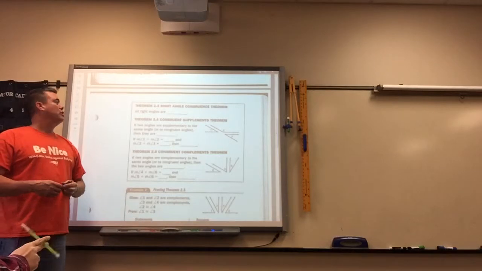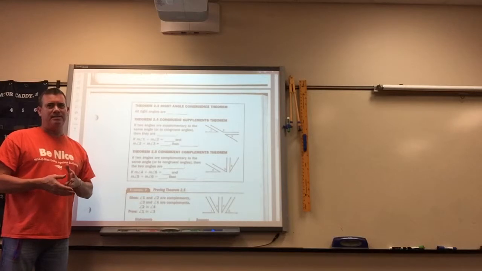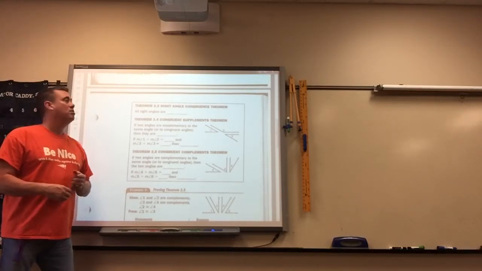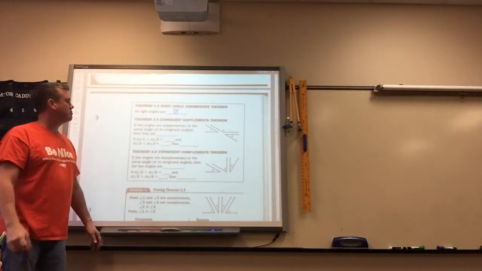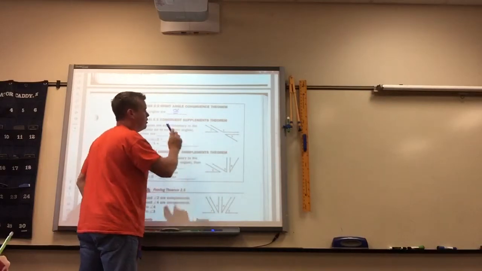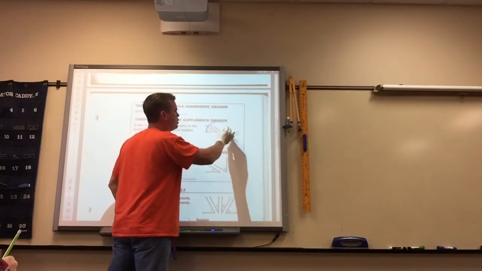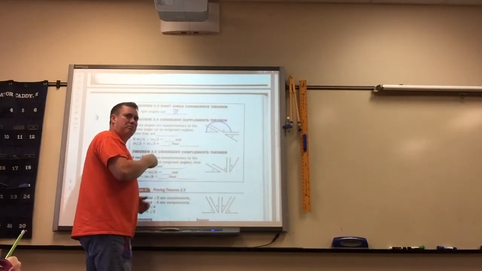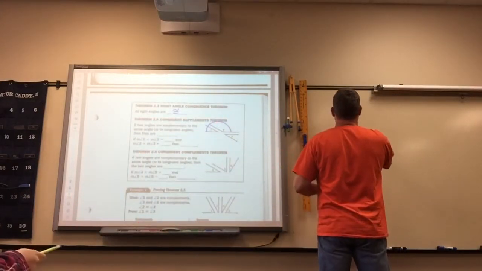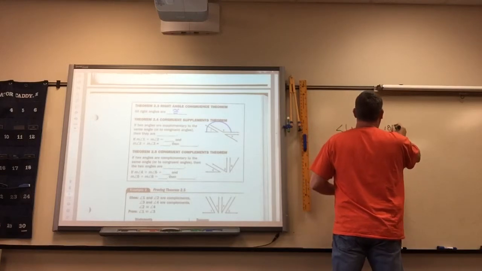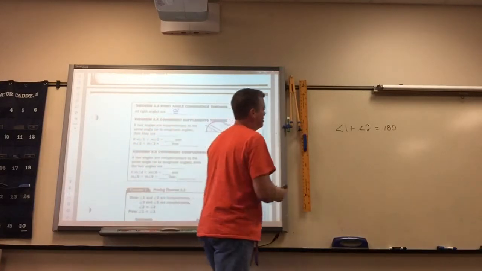Right angle congruence. All right angles, everyone knows how many degrees a right angle is. 90? So if they're all 90, that means they're all equal or congruent. Common sense, right? Here, this just tells us what we already did. If 1 and 2 are supplementary, which means they add up to 180, we'll write that over here. And 2 and 3 add up to 180.